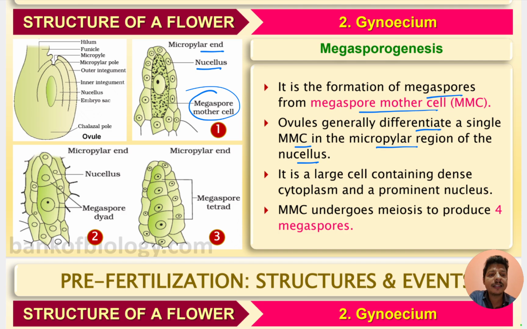It is a large cell containing dense cytoplasm and a prominent nucleus. Here you can see the cytoplasm is dense and a proper visible nucleus is also there. The megaspore mother cell undergoes meiosis to produce 4 megaspores. Here they divide into two portions, 1 and 2, then 4, 3 and 4. This is called the megaspore tetrad.